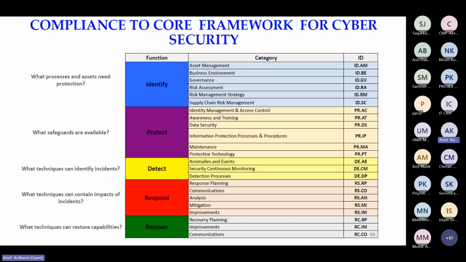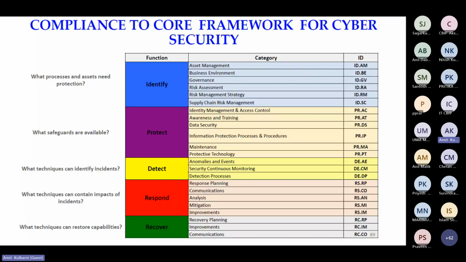Then detecting, how to detect anomalies and events, security monitoring, detection process, what it should include. Then after an incident happens, what is its impact, how to assess and respond. So how should be the response planning, how should be the communication, what way the analysis should be done, how to mitigate it, what are the mitigating techniques out of multiple, what should be used.